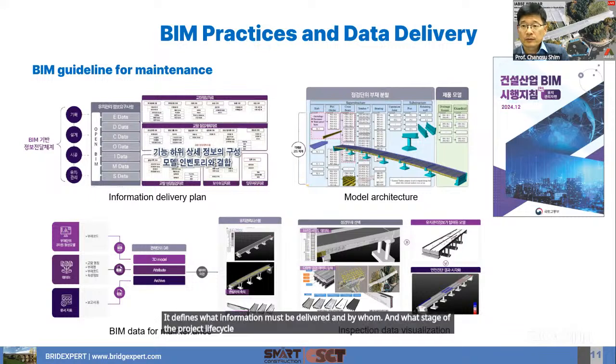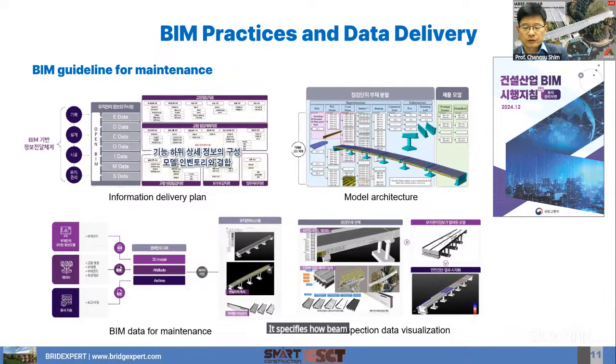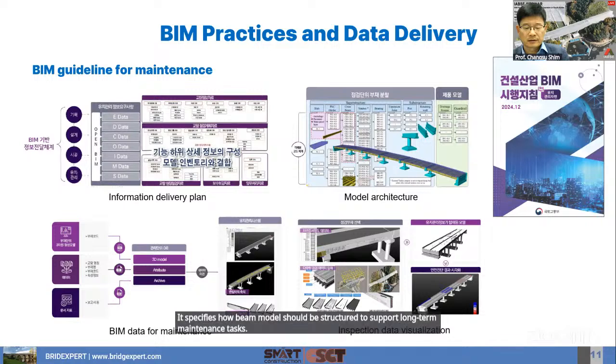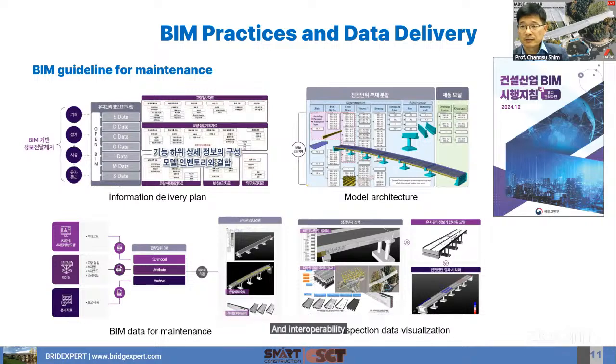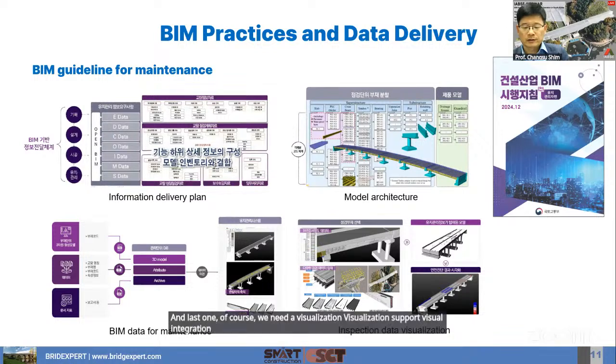And second one is model architecture. It specifies how the BIM model should be structured to support long-term maintenance tasks and interoperability with BMS. And third one is BIM data for maintenance. It outlines the essential data elements required for condition tracking, life cycle assessment, and repair planning. And last one is, of course, visualization. Visualization supports visual integration of inspected results, making it easier to interpret damage locations, severity, and the progress over time.